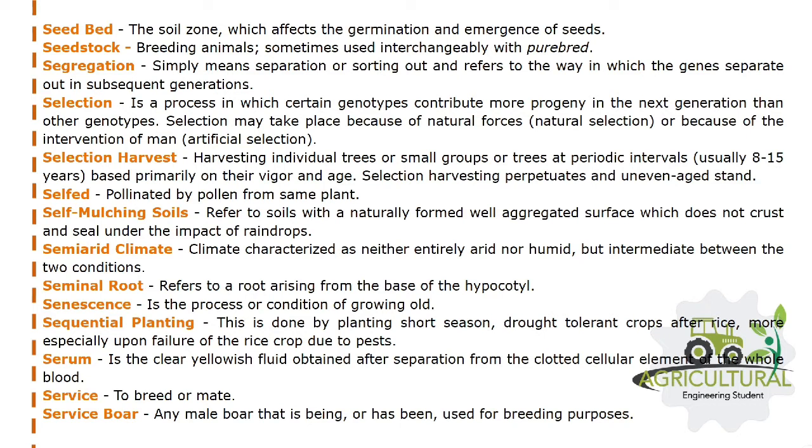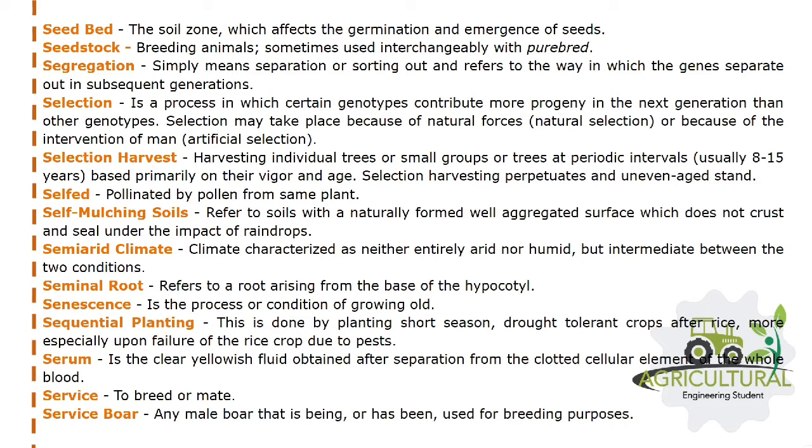Self-mulching soils refer to soils with a naturally formed well-aggregated surface which does not crust and seal under the impact of raindrops. Semi-arid climate, climate characterized as neither entirely arid nor humid, but intermediate between the two conditions. Seminal root refers to a root arising from the base of the hypocotyl. Senescence is the process or condition of growing old.